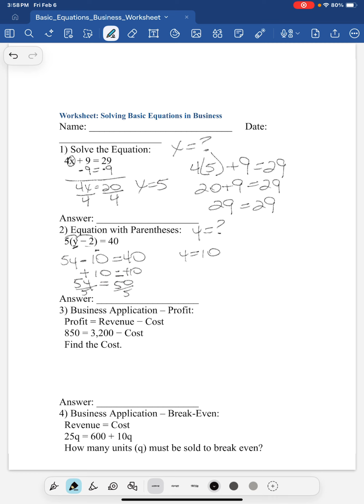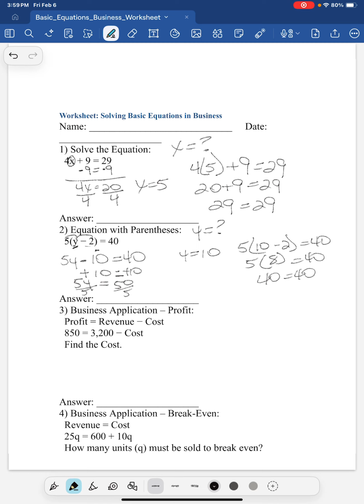And again, you can go back and plug it in for y in your equation. And see, you do your parentheses first. 10 minus 2 is 8 times 5 does in fact equal, you end up with 40 equals 40.